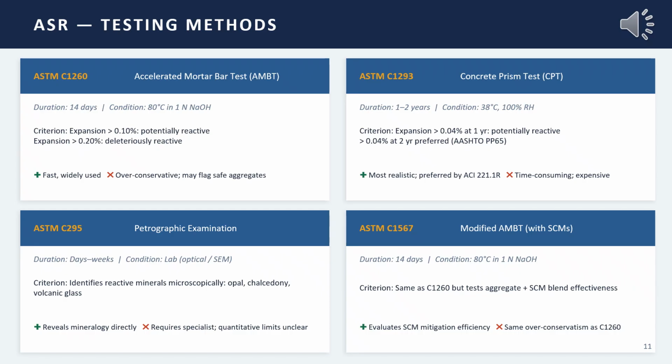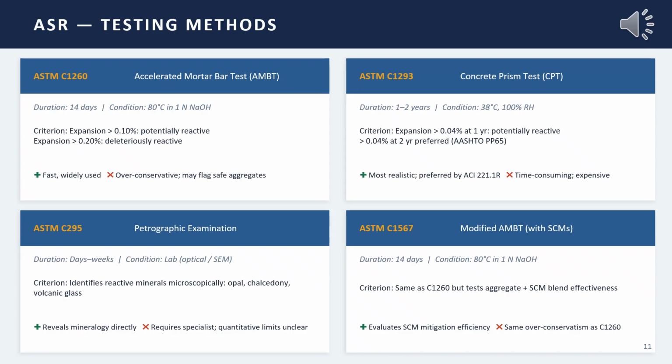The second is ASTM C1293, the concrete prism test. This is the most reliable method. Concrete prism specimens are stored at 38 degrees Celsius and 100% relative humidity for 1 to 2 years. An expansion exceeding 0.04% at 1 year, or 2 years for confirmation, indicates potential reactivity.